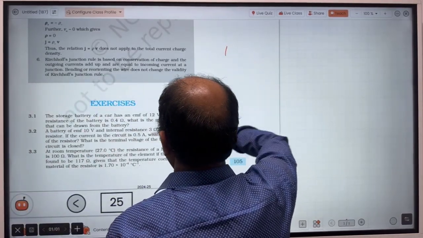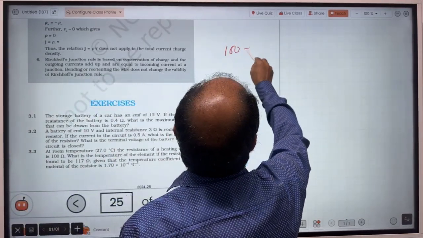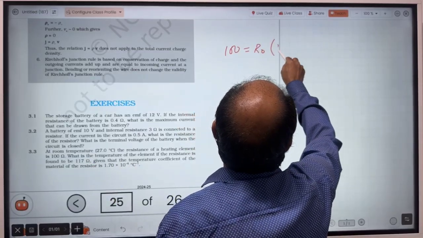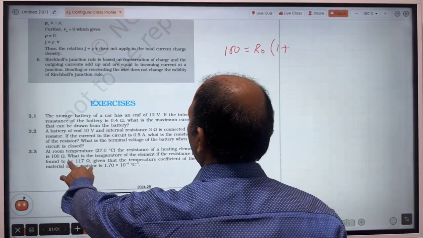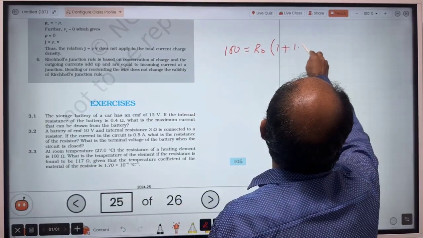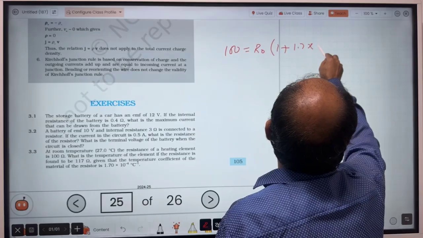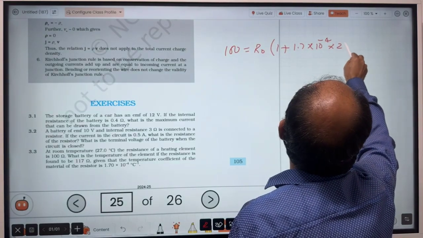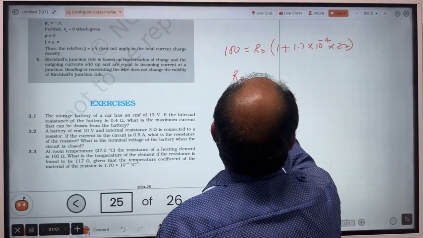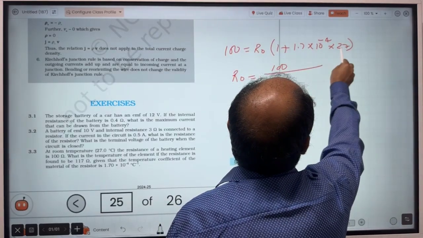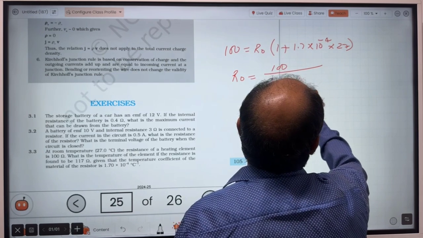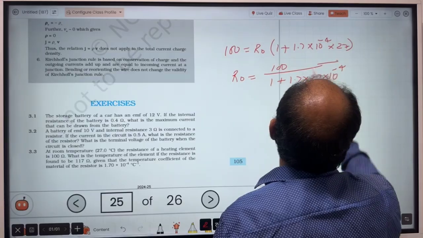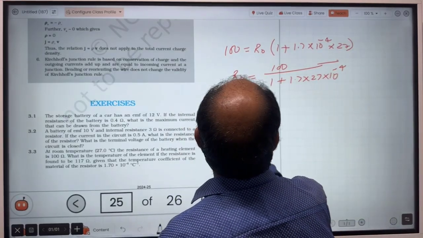You just write the first value, 100 equal to R0. R0 is to be found, suppose. And then 1 plus alpha is given. So alpha is this much, 1.7 into 10 to the power minus 4, and times temperature is given as 27. And from here you can get the value of R0. So 100 divided by this much, 1 plus, I'm not evaluating that, that is for you, 1.7 into 10 power minus 4. So this is R0.